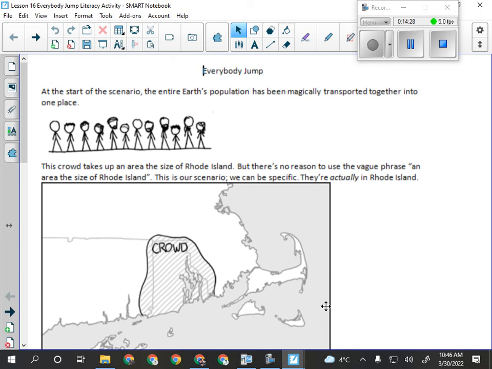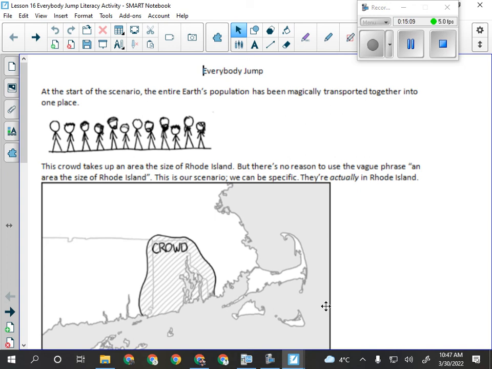Very, very bad. Okay? So, at the start of this scenario, the entire Earth's population has been magically transported together into one place. Because how else would you get 6.5 billion people, or 7 billion people, all into one place? The only way you can do that is by magic. So we did it. It's magic. Everybody's in one place. A crowd that size takes up an area the size of Rhode Island, which is the smallest state in the United States. But there's no reason to use a vague phrase like an area the size of Rhode Island. We're just going to say everybody's in Rhode Island.